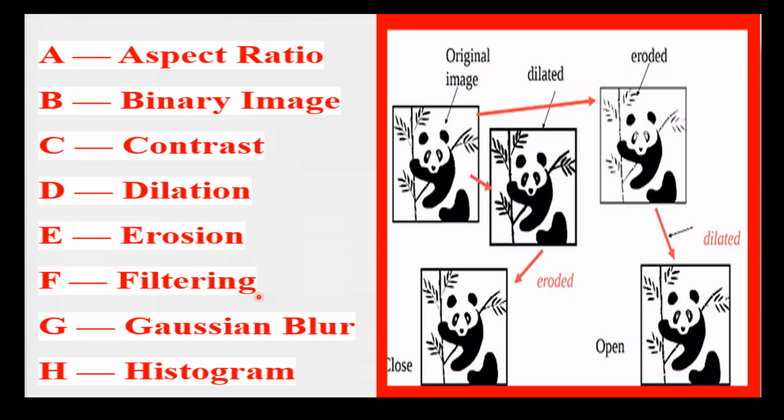Then comes filtering, which is a technique used to modify an image by applying mathematical operations to its pixels. For example, a low pass filter can be used to blur an image and reduce the noise. Then comes Gaussian blur, which is a type of filtering technique that uses a Gaussian distribution to blur the image. This technique can be used to reduce the noise while preserving edges. Then comes histogram, which is a graph that shows the distribution of pixel values in an image. For example, a histogram can be used to identify the brightness distribution of an image and help adjust contrast.